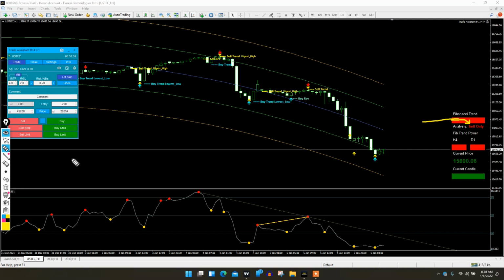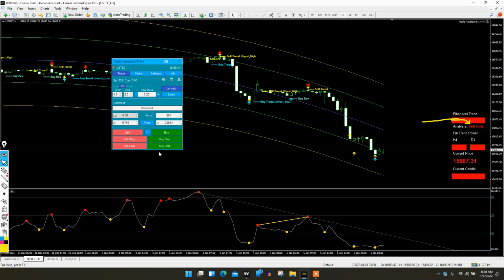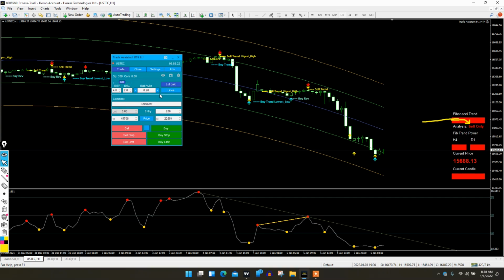So on the other side, we have this great system here. This is called Trade Assistant. For those people who want a risk ratio, stuff like that, this thing is going to calculate everything for you. And if you want a sell stop, sell limit, stuff like that, it's all in one place. You don't have to scroll all over and try to do those things. This system is going to do that for you. Let me try to show you what it will do.